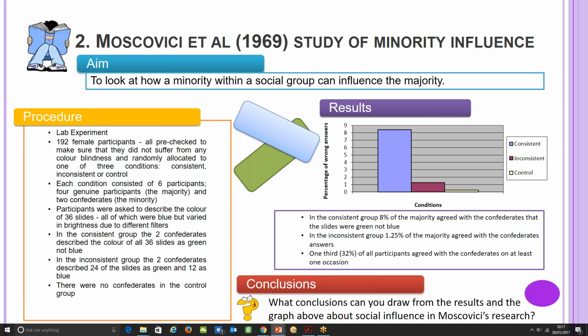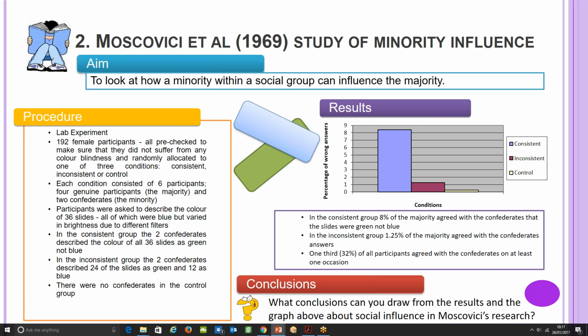Participants were asked to describe the colour of 36 slides, all of which were blue but varied in brightness due to different filters. In the consistent group, the 2 confederates described the colour of all 36 slides as green, not blue. In the inconsistent group, the 2 confederates described 24 of the slides as green and 12 as blue. There were no confederates in the control group.